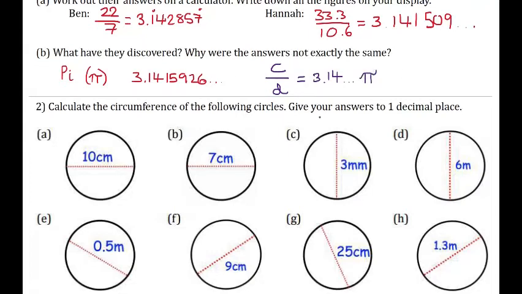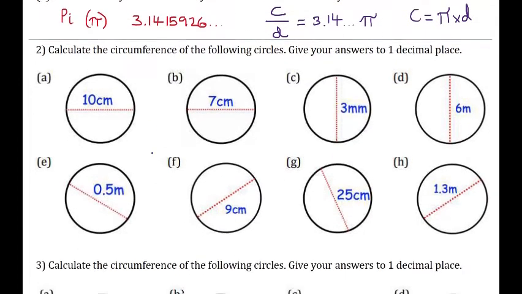What we can do is rearrange it slightly and bring the diameter up here, and then we've got a formula for the circumference of a circle. So the circumference is pi times the diameter. We're going to use that on these circles. You're going to need a calculator, preferably one with a pi button, but if not, you can just type in the numbers 3.14. So the circumference on this one is pi times 10.